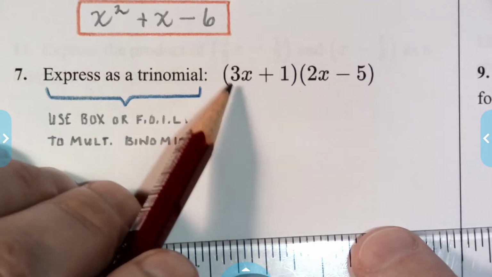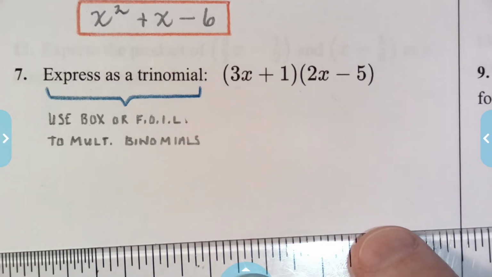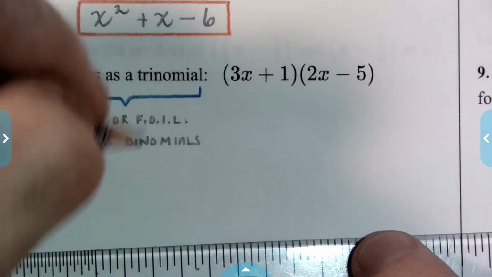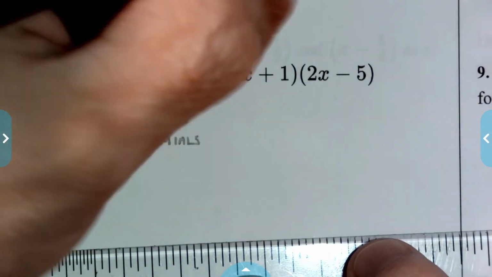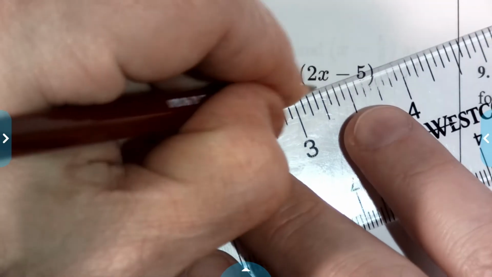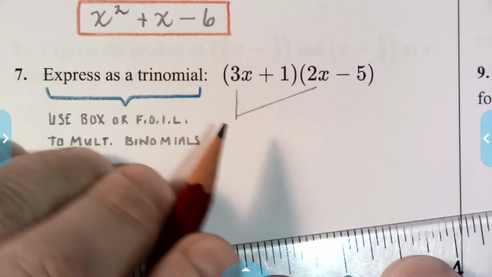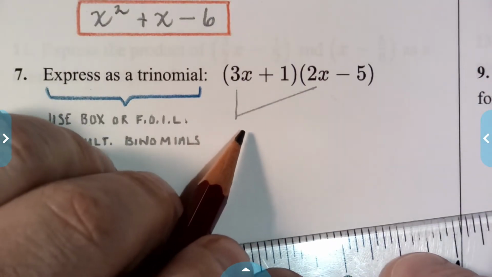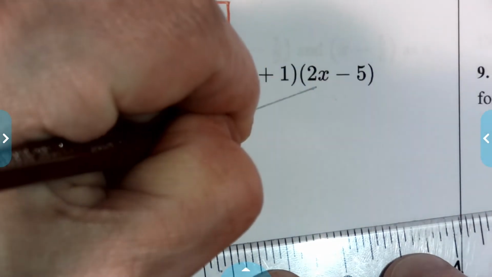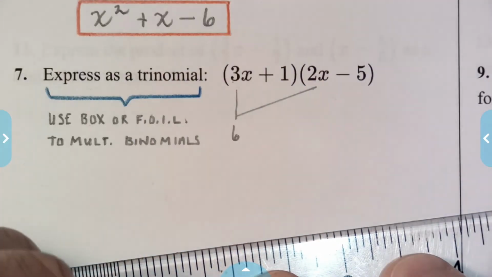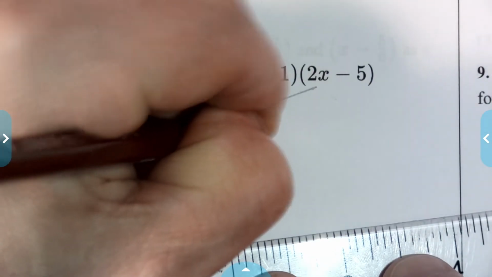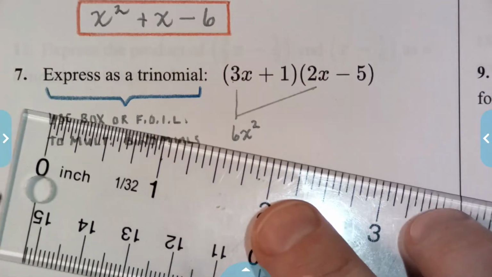So because they're written like this, we'll use the FOIL method, okay? First, outer, inner, last. So first times first. Let's see if we can do it without writing that intermediate step. 3 times 2 is 6, and x times x is x squared. 6x squared. Okay, that's first.